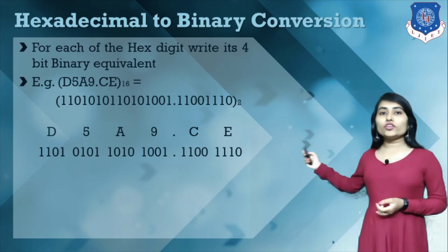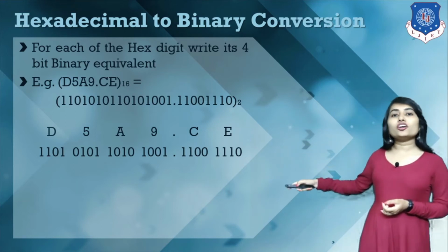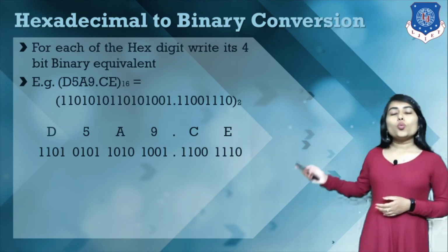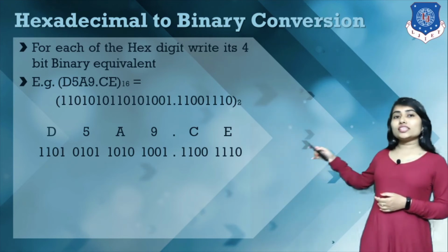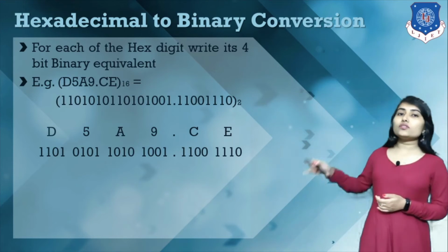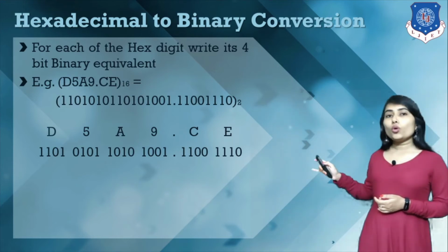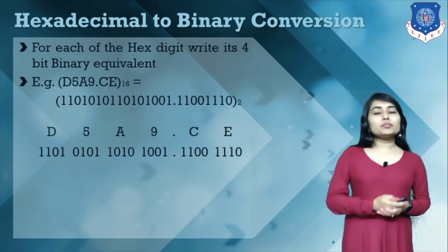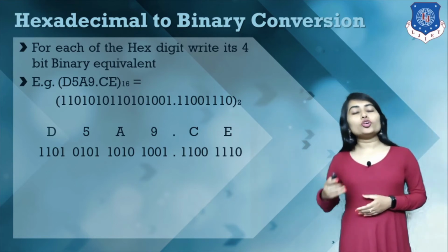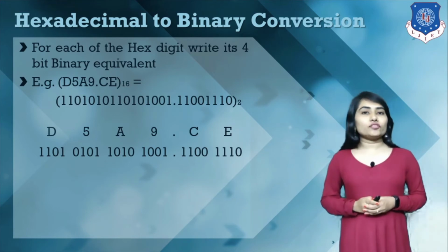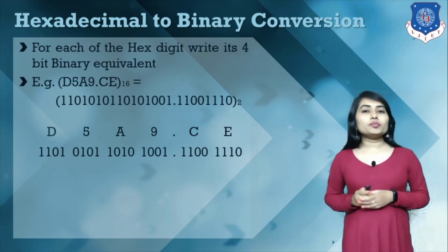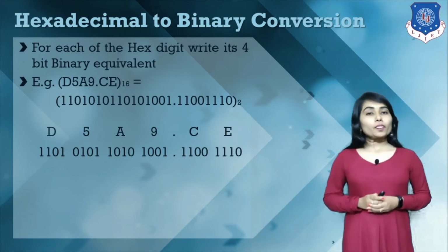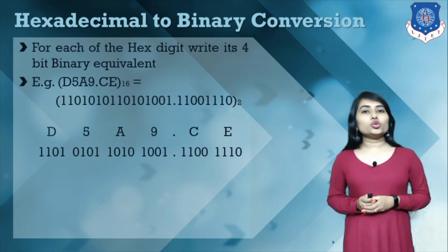Each and every hex digit has a 4-bit binary pattern. This D has a binary pattern of 1101. Then this 5 has a binary pattern of 0101. So this is how we can write a hex digit and its equivalent 4 bits of binary, and at the end we have the final binary result. So this is how, by considering 4 bits of binary, we can convert a hex number into binary.